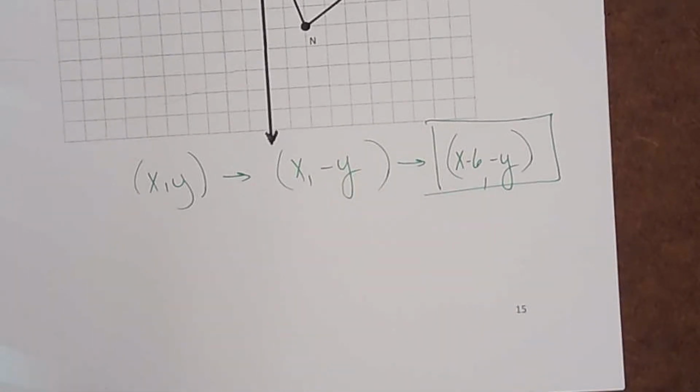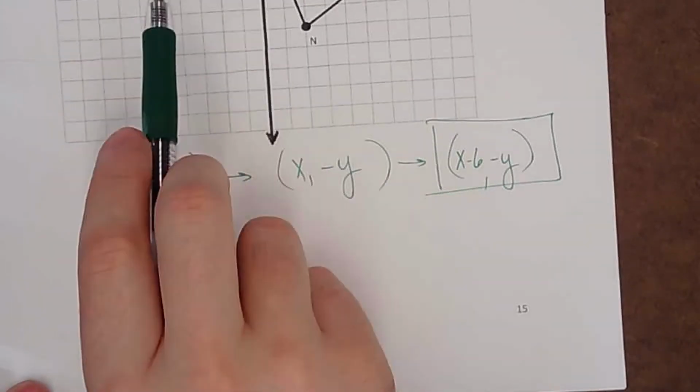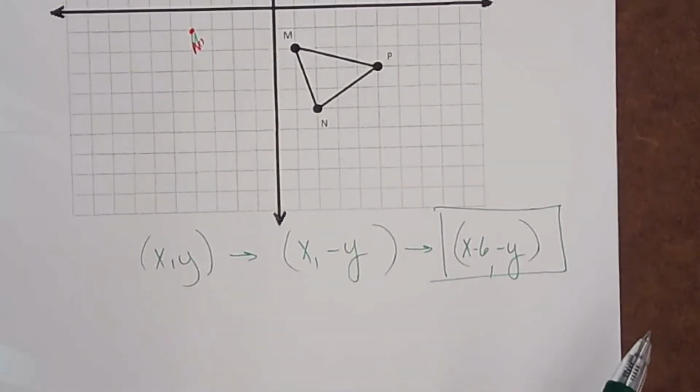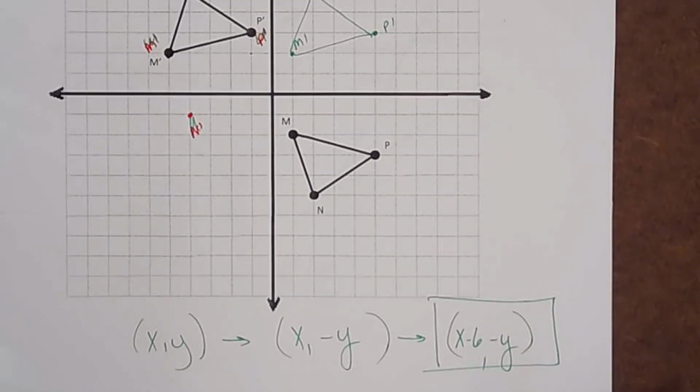And really, you could have done it in any order. You could have moved it 6 over and then flipped it, or you could have flipped it first and moved it 6. Either way, it works. Everybody cool with that?